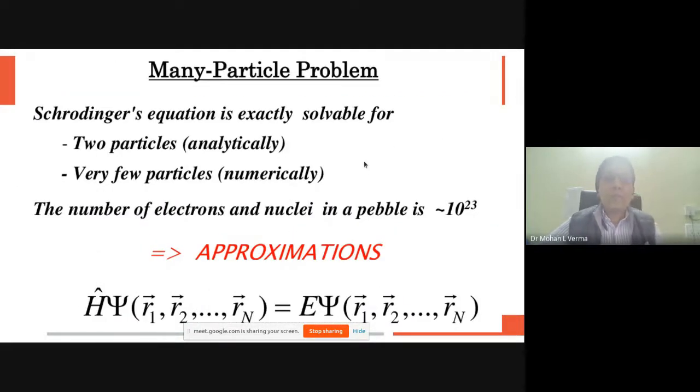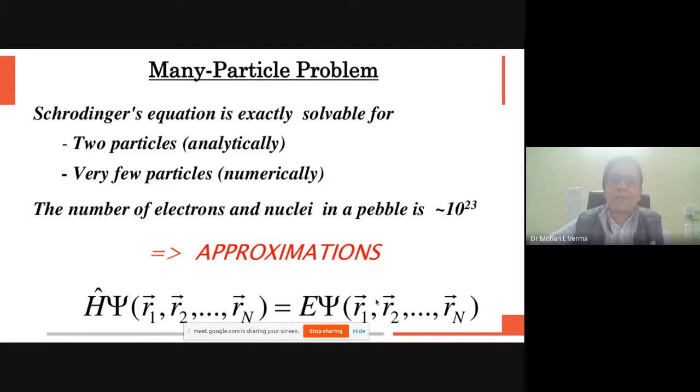For the many-body problem, many-particle problem, what we know about this Schrodinger equation is that it is exactly solvable only for two particles analytically, and very few particles numerically. But for real solid materials, for example, the number of electrons and nuclei in a simple pebble is about 10 to the power 23. So the solution of the Schrodinger equation is not possible. Then we use several approximations.